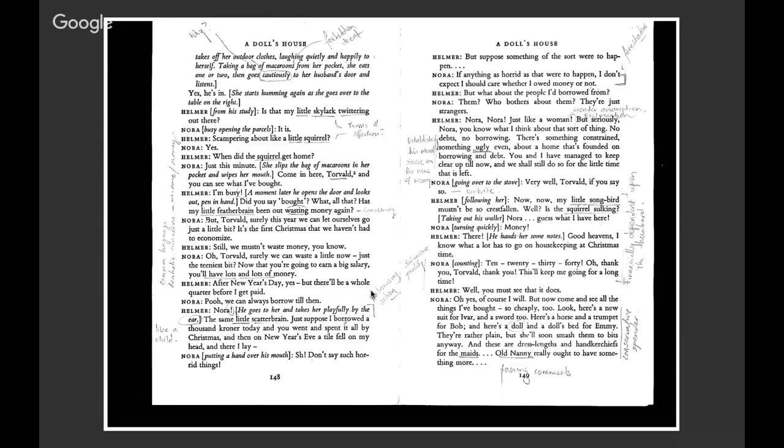Nora goes over to the stove and she says, "Very well, Torvald, if you say so." He says, "Now, my little songbird, mustn't be so crestfallen. Well, is the squirrel sulking?" and taking out his wallet, "Guess what I have here." She turns quickly and exclaims, "Money!" He hands her some notes. "Good heavens, I know what a lot has to go on housekeeping at Christmas time." And she's there counting in the meantime, "10, 20, 30, 40. Oh, thank you, Torvald, thank you. This will keep me going for a long time." "Well, you must see that it does."